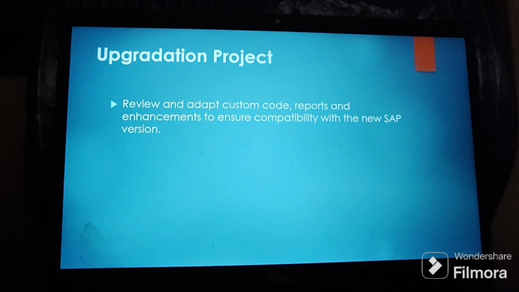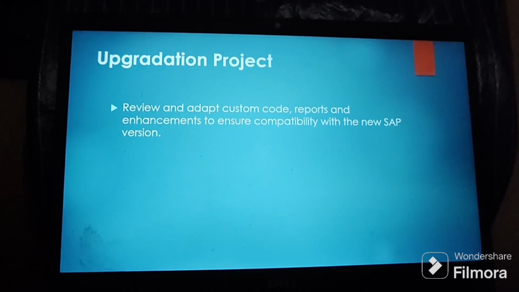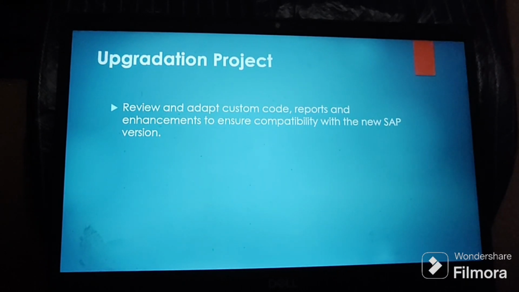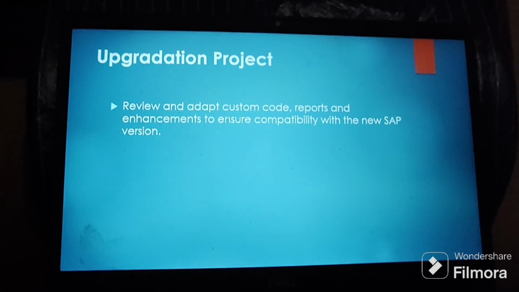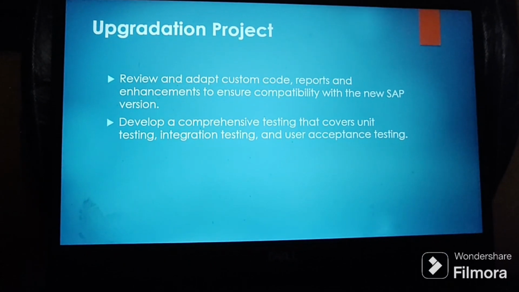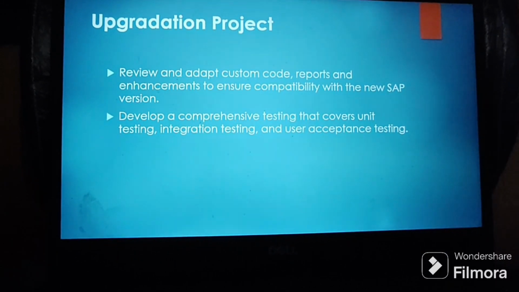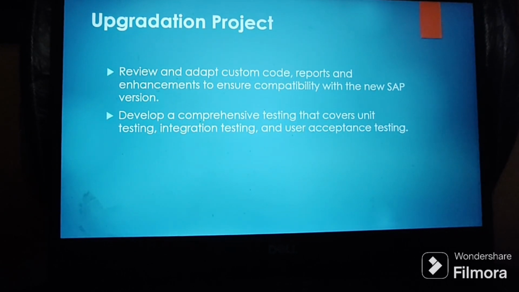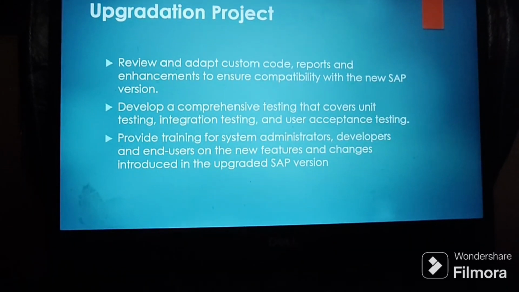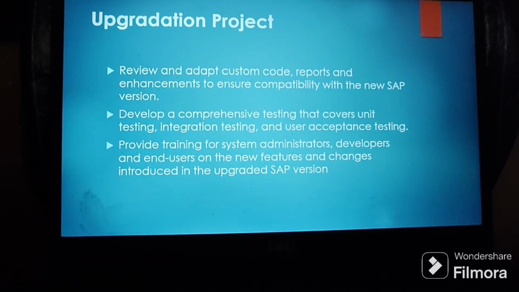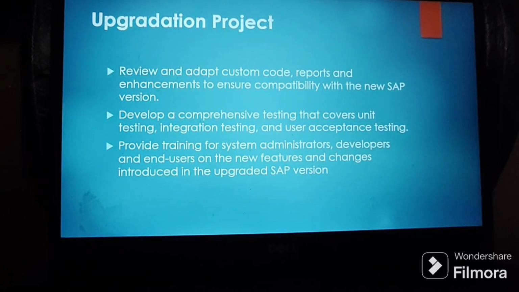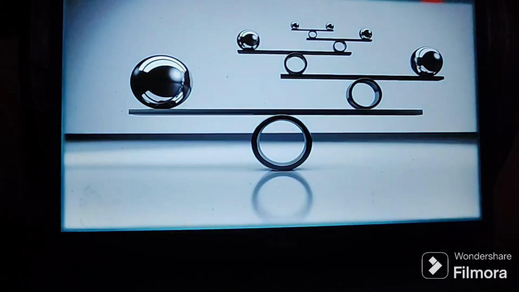And then SAP releases to the quality system. After some time, it releases to all the development and production systems. So in an upgrade project, comprehensive testing is required, as discussed: unit testing, integration testing, and user acceptance testing. All this testing will be done, and the system administrators, the developers and also the end users need to be trained on the new features and changes introduced in the upgraded SAP version.